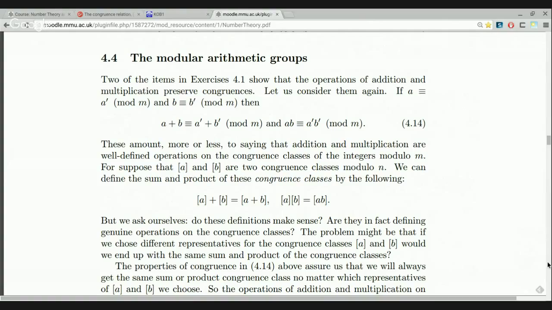2, 3, 4, 5. Okay, so there's all of the integers partitioned into 10 subsets. And remember, two integers are congruent to one another if they leave the same remainder after division by 10. So the integer 0 is going to be in one of these subsets, and the things that are there with it are the other integers that also leave a remainder of 0.